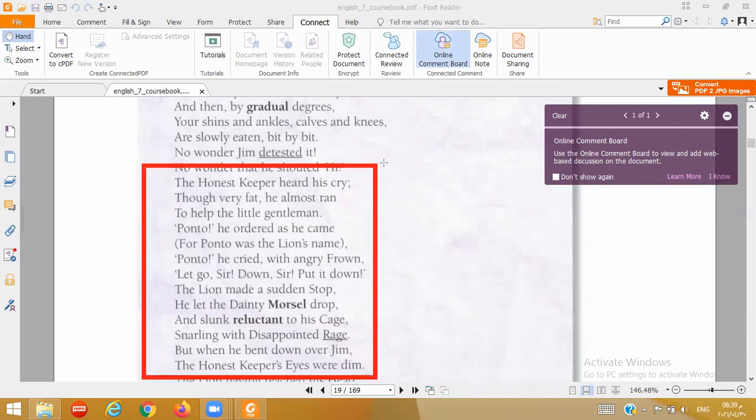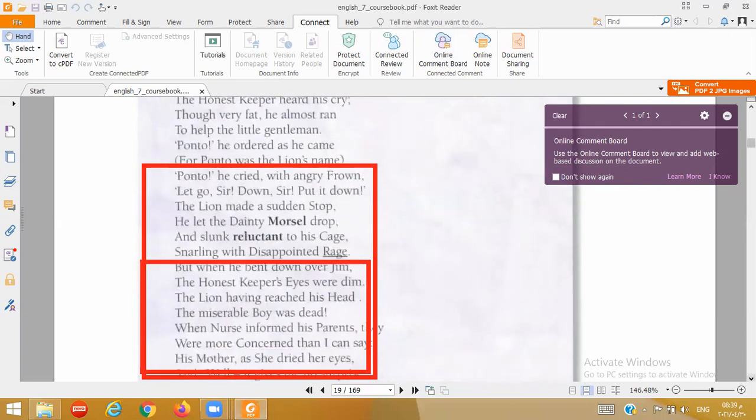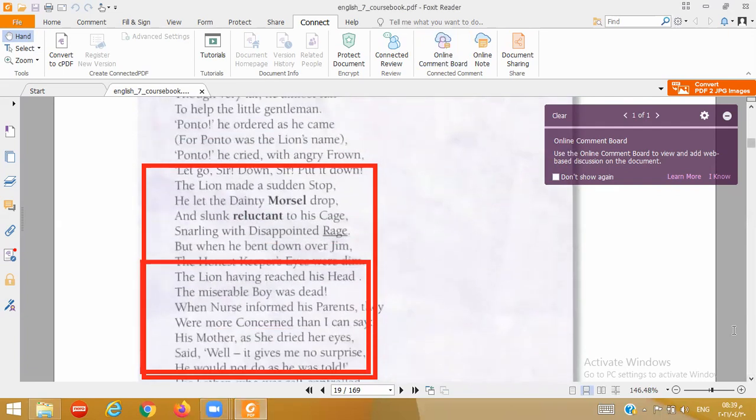When the honest keeper heard his cry, he started to stop the lion, but he couldn't. He said, "Put it down, put it down." But the lion didn't pay attention, and the lion, having his lunch, went on and ate the boy. Okay, so that is the climax.